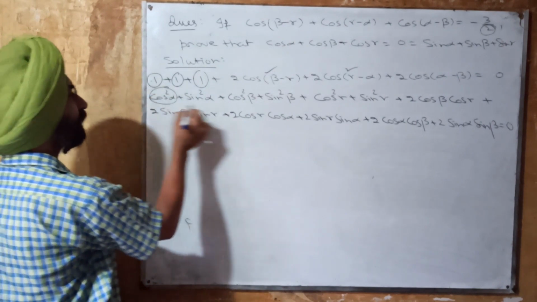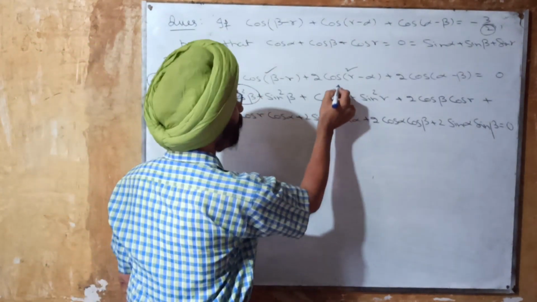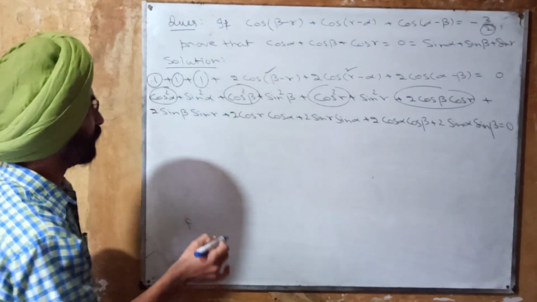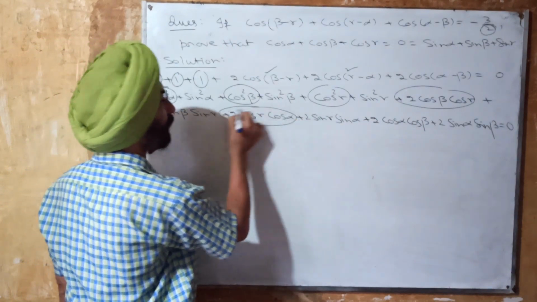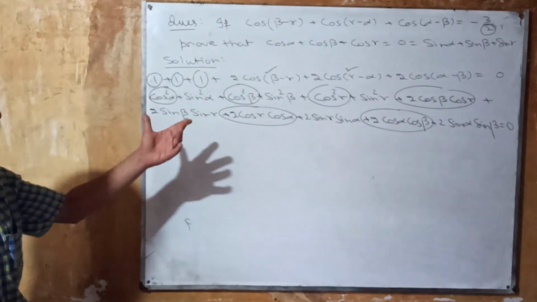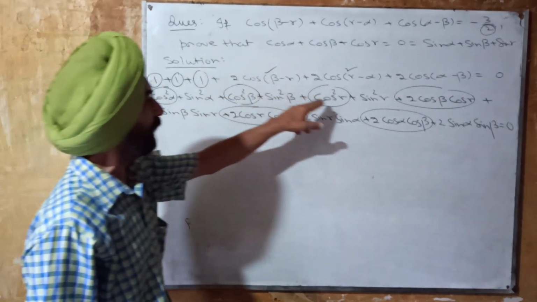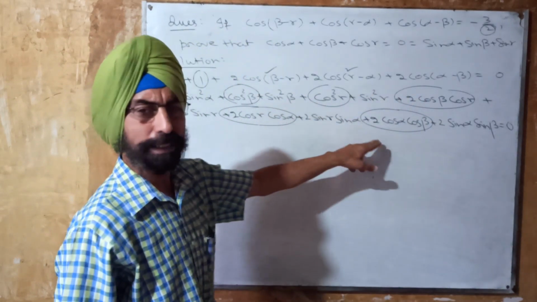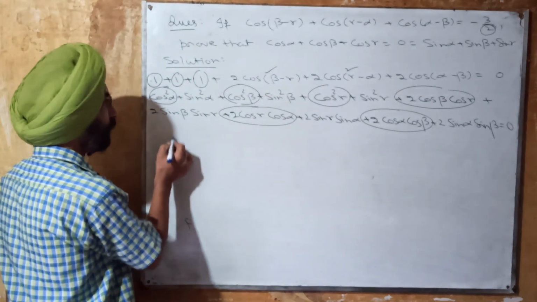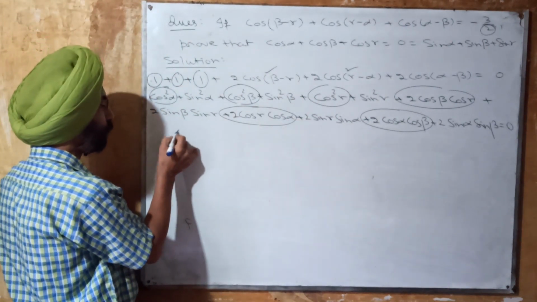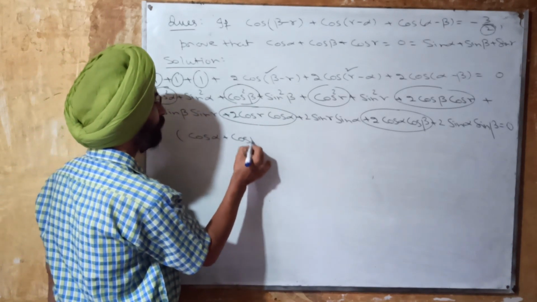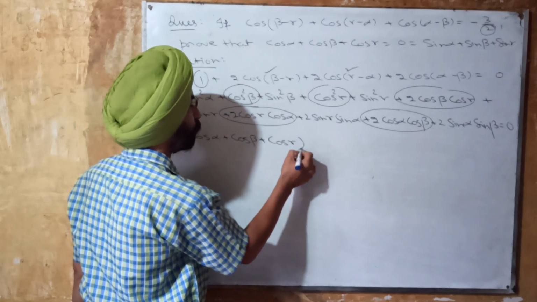This cos square alpha plus cos square beta plus cos square gamma plus 2 cos beta cos gamma plus 2 cos gamma cos alpha plus 2 cos gamma cos alpha. Look at this combination: a square plus b square plus c square plus 2ab plus 2bc plus 2ca. That means a plus b plus c whole square. So these terms that I have marked are going to turn into a bracket, that is cos alpha plus cos beta plus cos gamma whole square.